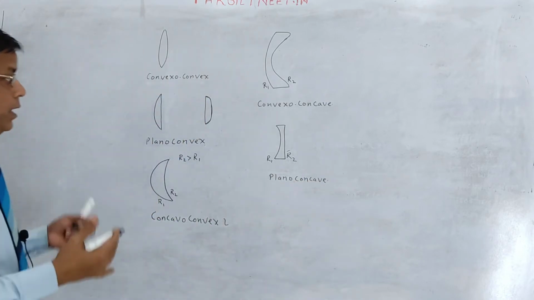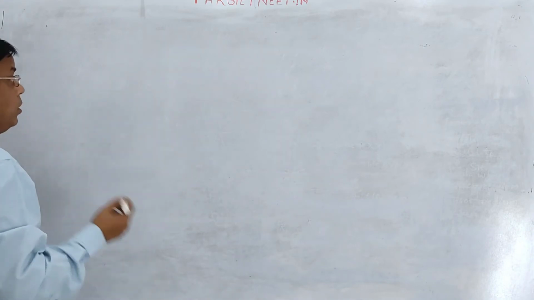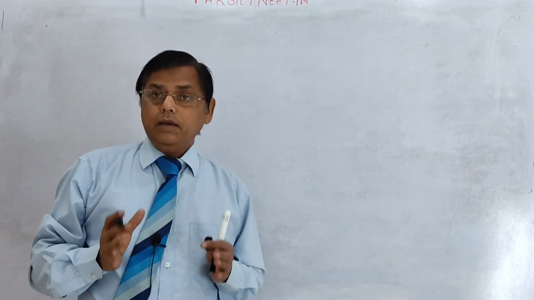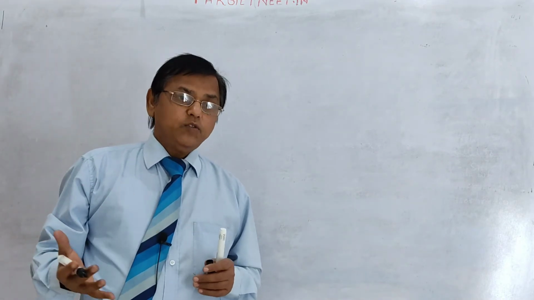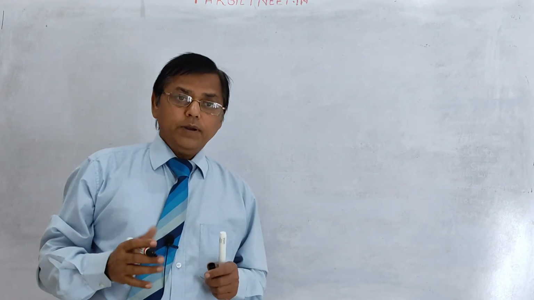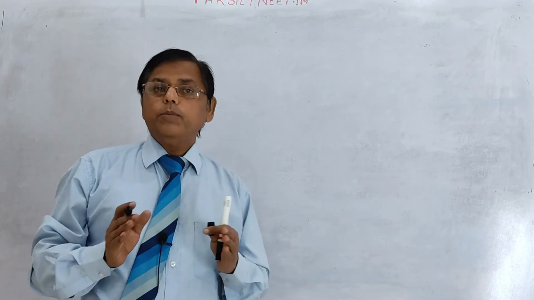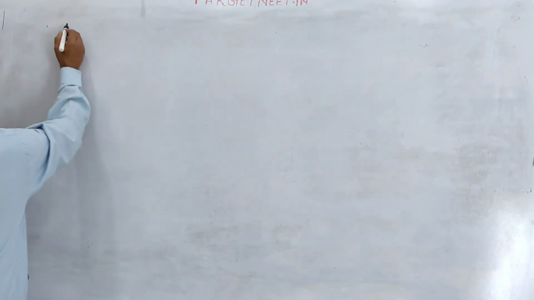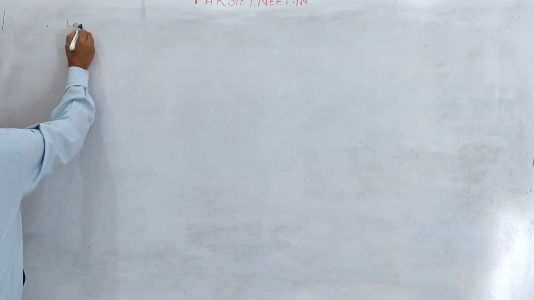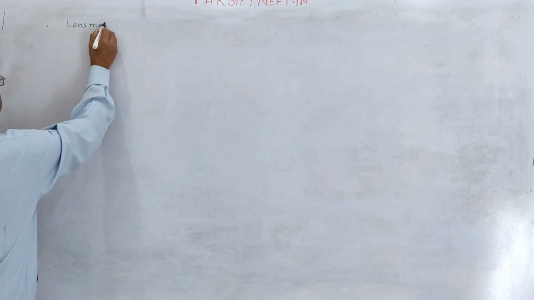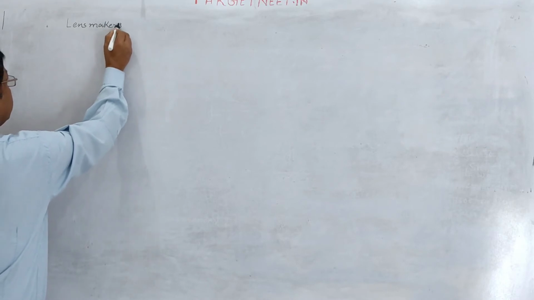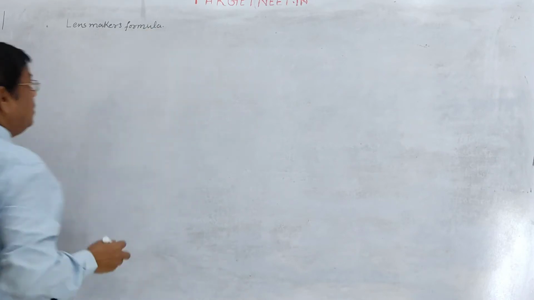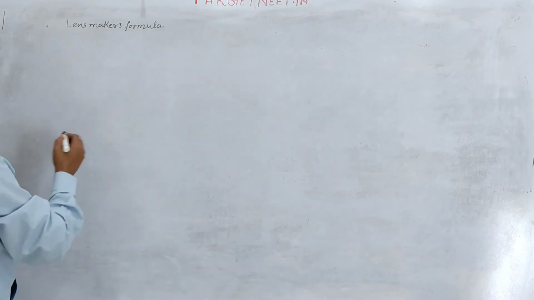So in that way the name of the lens is written. Now focal length for a thin lens is given by the lens maker's formula. So I am going to derive the lens maker's formula, and remember that this formula is valid only for thin lenses. So it is the lens maker's formula.